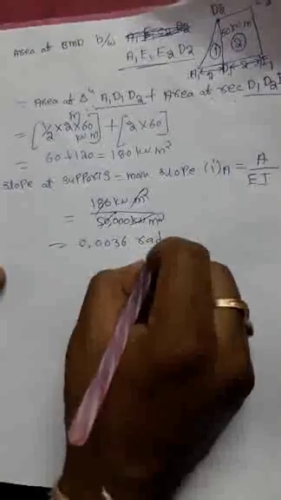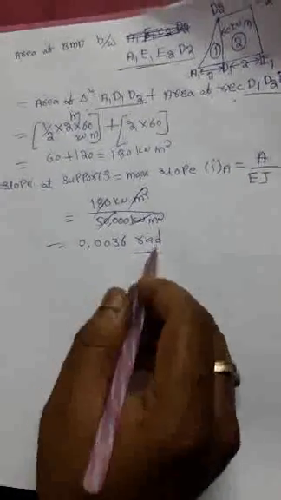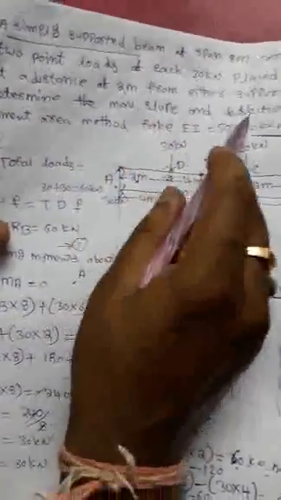0.0036 radians is the answer. There are no units; slope units are in radians. And next we get the slope value at A. So here in the problem, determine the maximum slope and deflection. So the slope is at A.